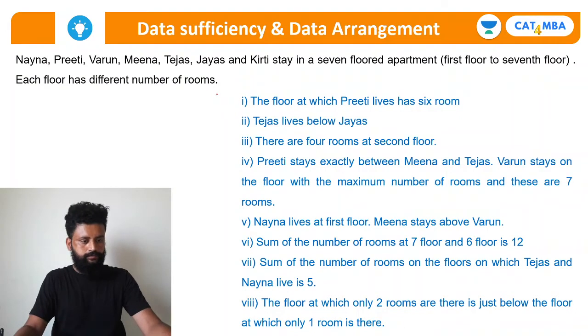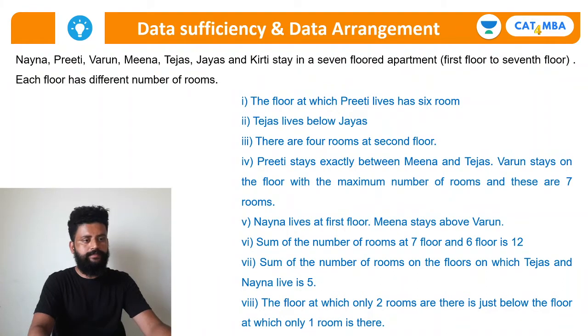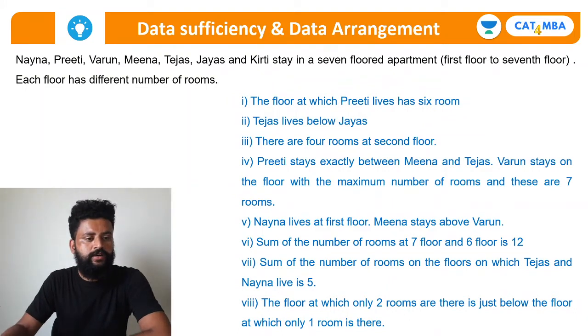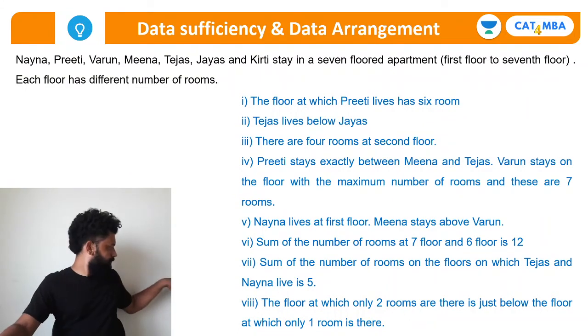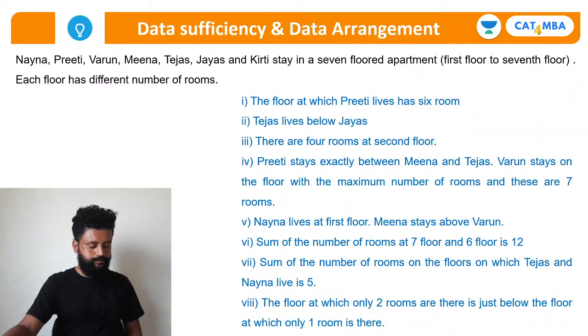You can read the questions. We can read the points and we'll move to the sub questions after that. So Nayan, Preeti, Varun, Meena, Tejas, Jazz and Ki stay in a 7th-floor apartment. The floor at which Preeti lives has 6 rooms.